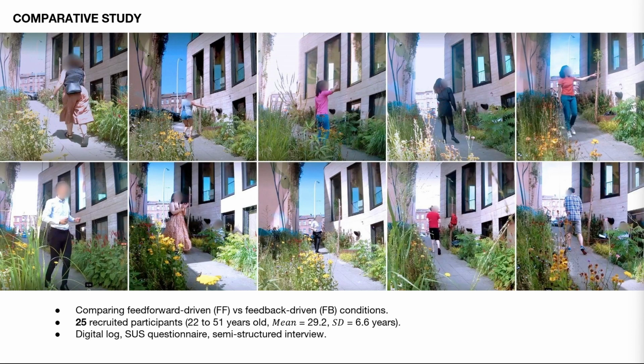Within a 2-phase study, we first conducted a controlled comparative study where we recruited 25 participants to engage with a feed-forward-driven and feedback-driven condition. In the feed-forward-driven condition, participants were instructed, in text, to follow the sound suggestion of the facade until eventually it rewarded them with a cascading rhythm. In the feedback-driven condition, participants were instructed to move around to make the facade produce a sound until similarly it rewarded them with a cascading rhythm. In the study, we collected digital logs, responses to SUS System Usability Scale questionnaires, and interview data.